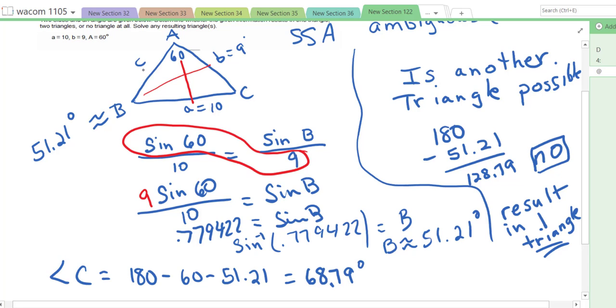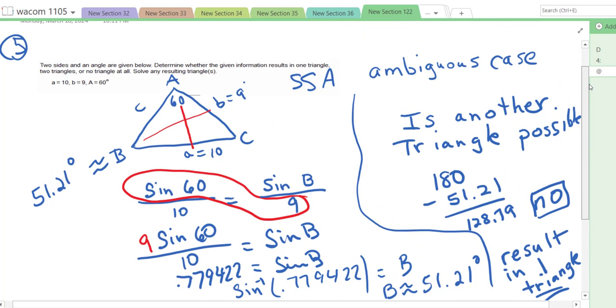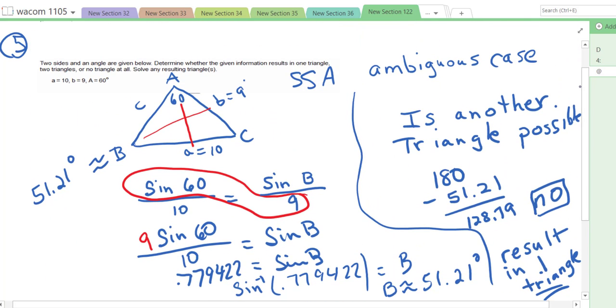And then you would need to find side C. And you're just going to go back with your law of sines. Okay, I'm going to skip doing it. I want to do one more of this kind of problem for you with the ambiguous case.